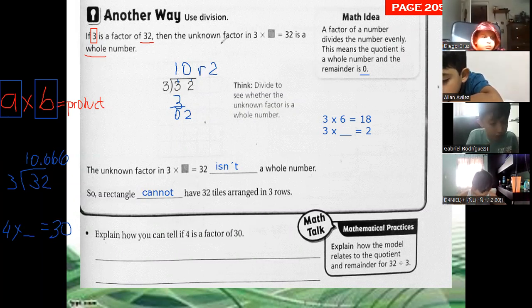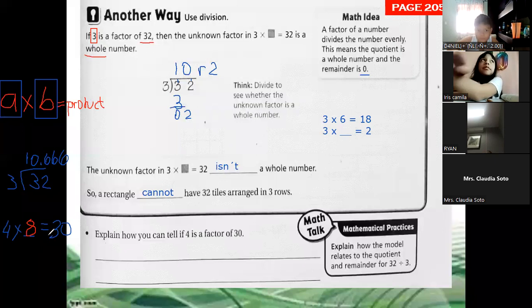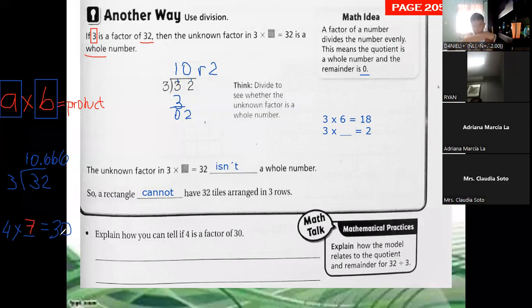Tables of 4. Adriana, you connected pretty late. 4 times 5. 4 times 8 equals 30. No. Wait, no. 4 times 7. 4 times 7 equals 30? 30, really? 28. Yeah, 28.